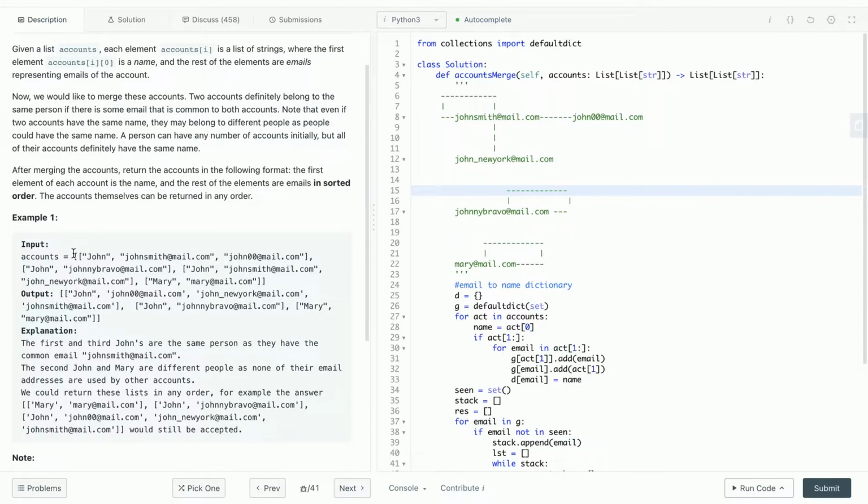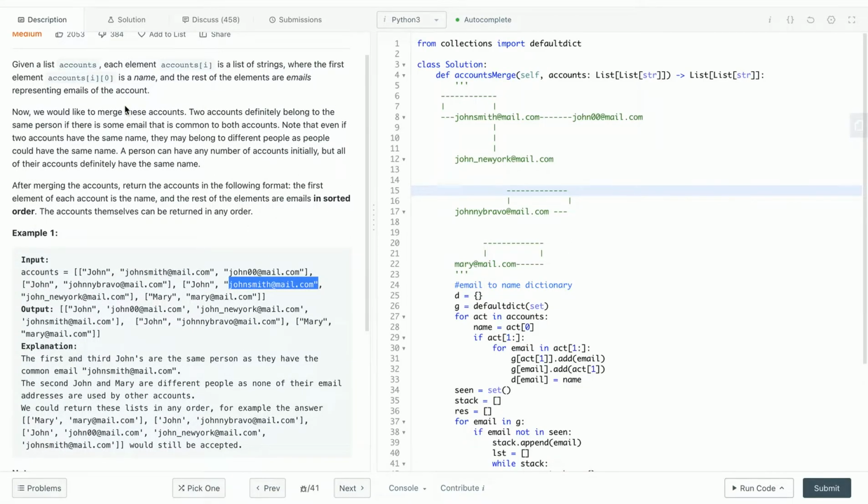So basically, let's look at this example. We're given John. He has johnsmith@mail.com, john00@mail.com, and also another John, and his email is johnbravo@mail.com. And another John has johnsmith@mail.com. At this point, we know this John and this first John are the same John because they have the same email. So they must be the same person.